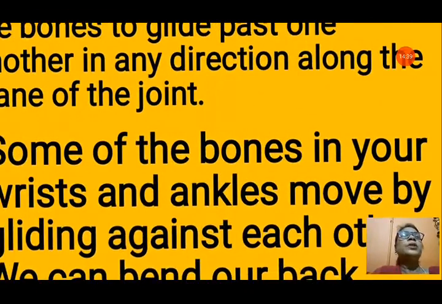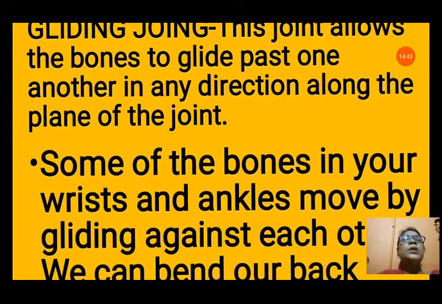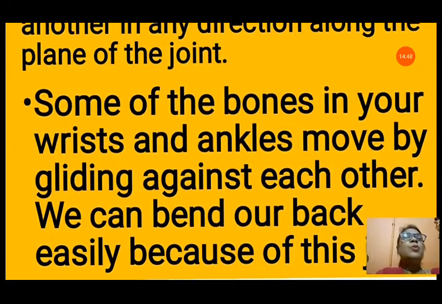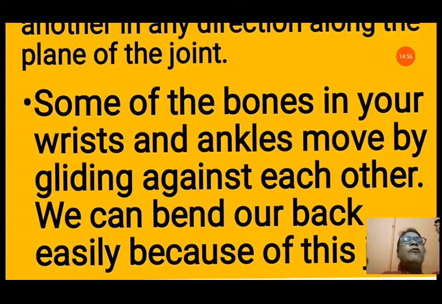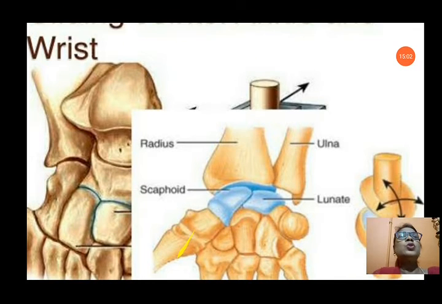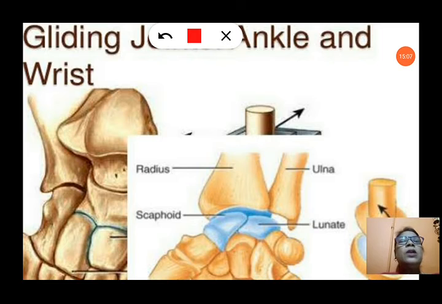Now gliding joint. This joint allows the bones to glide past one another in any direction along the plane of the joint. Some of the bones in your wrist and ankles move by gliding against each other. We can bend our back easily because of this joint between the vertebrae of the vertebral column. We can see a gliding joint in the ankle and wrist shown here in this picture. So, the gliding joint is present in our ankle and wrist.